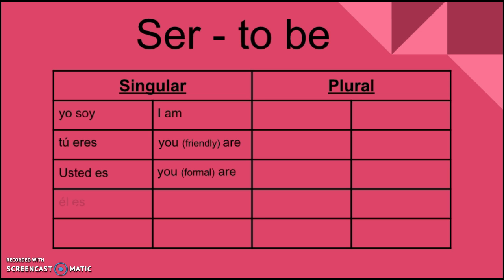If you want to say he is, it's él es. The ella form, ella es, which means she is. You'll notice the usted, él, and ella forms are all conjugated the exact same way, es. Okay, let's look at the plural side of our chart now. The nosotros form, we say nosotros somos, which means we are.